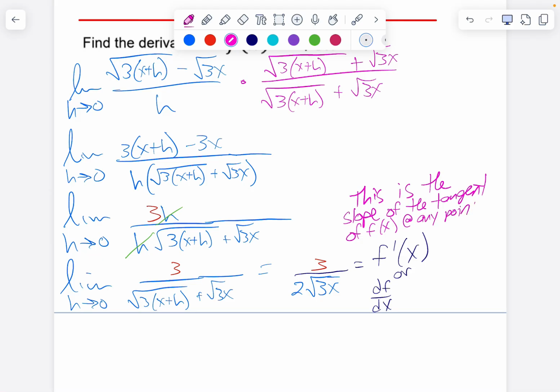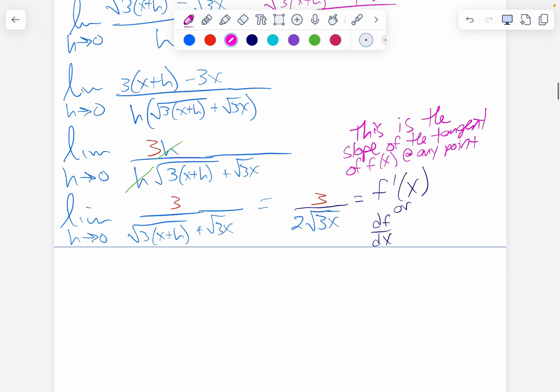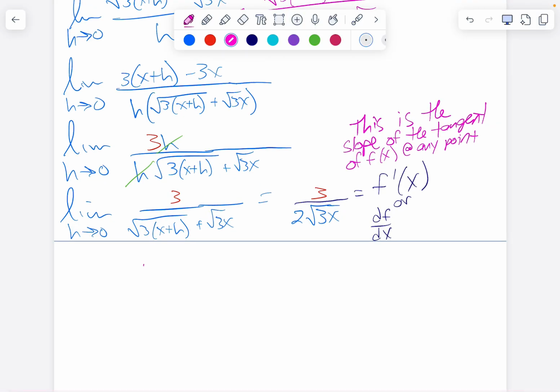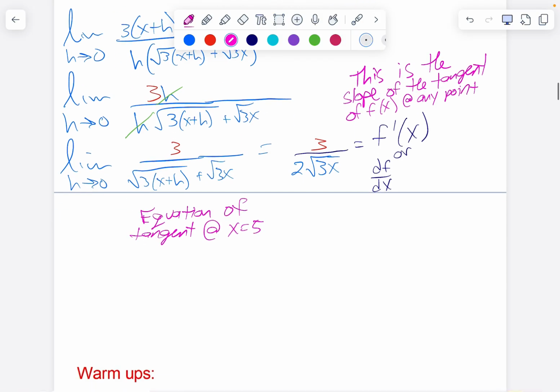So we could now, if I said, write the equation of the tangent line at x equals 5, what would you do? Just, this is all review of Friday since we had a weekend. If you want to write this, just as practice. So a tangent line at x equals 5. What would we do?